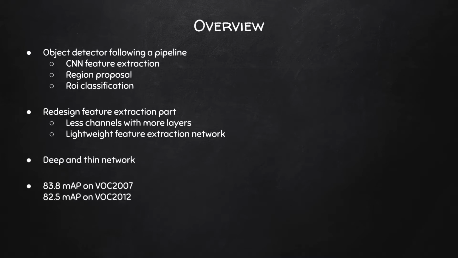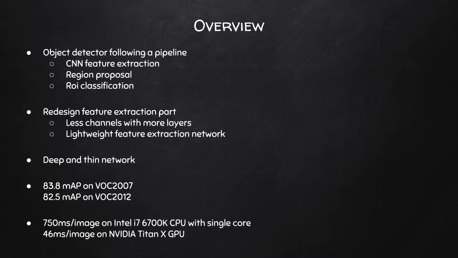The proposed deep and thin network achieves a mean average precision of 83.8 on the VOC 2007 dataset and 82.5 on the VOC 2012 dataset. It also achieves a speed of 750 milliseconds per image on an Intel i7 6700 CPU with a single core, and 46 milliseconds per image on an NVIDIA Titan X GPU.